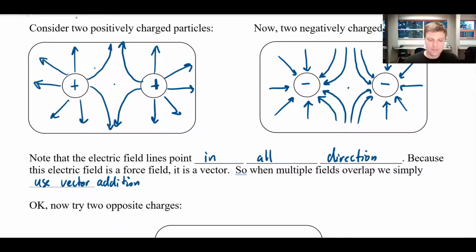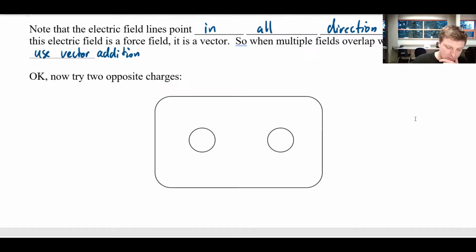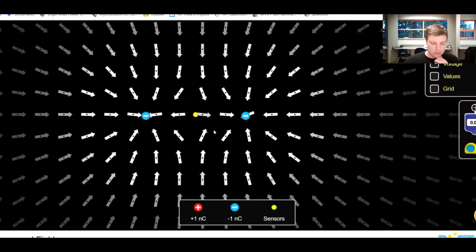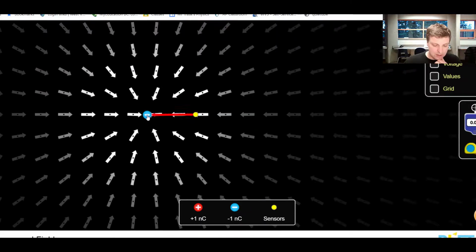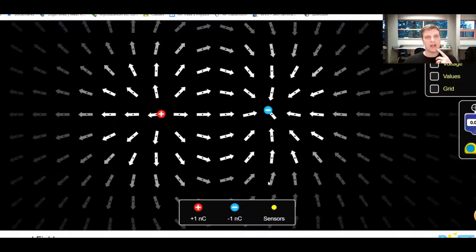To find the total. So what would it look like if we tried two opposite charges? Suppose I had one positive charge here and one negative charge. I want you to visualize what that's going to look like. I'm going to get rid of this negative charge, and I'll put this negative charge over here. And if I added a positive charge to that, then my overall picture looks like this.